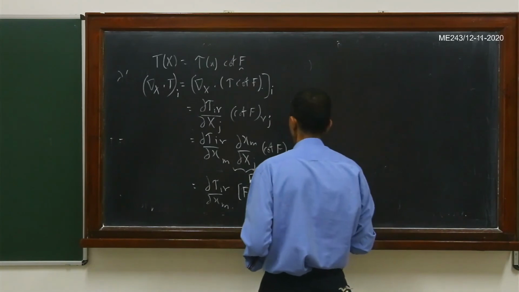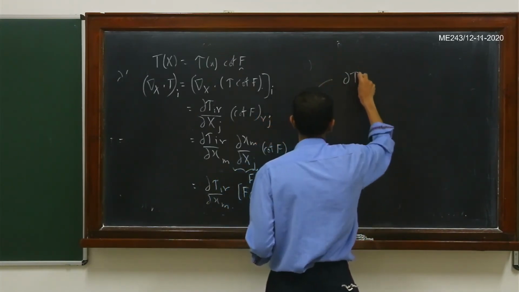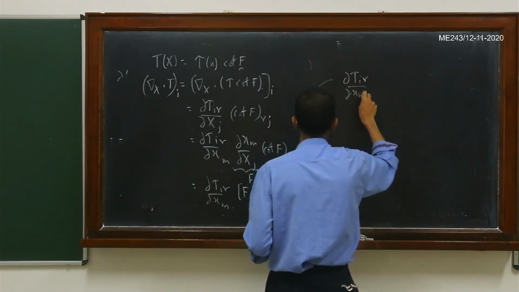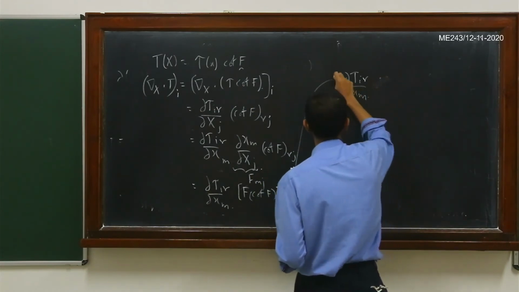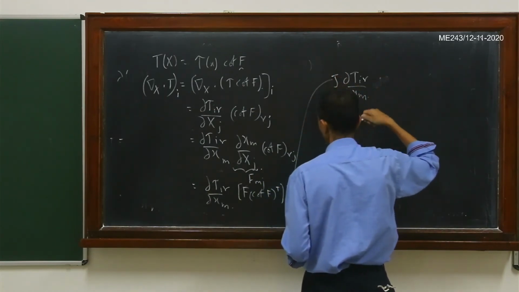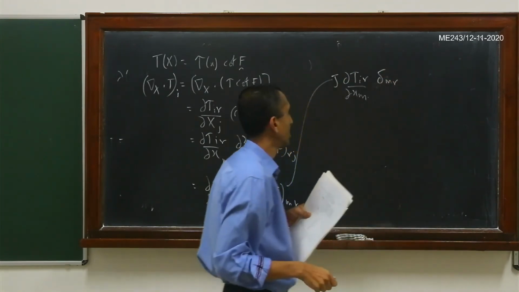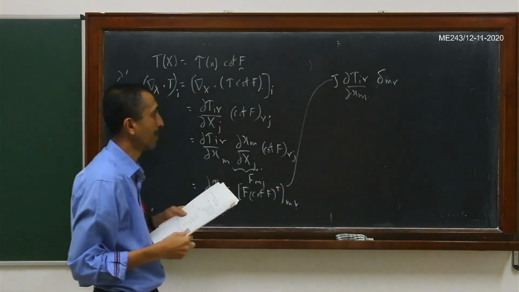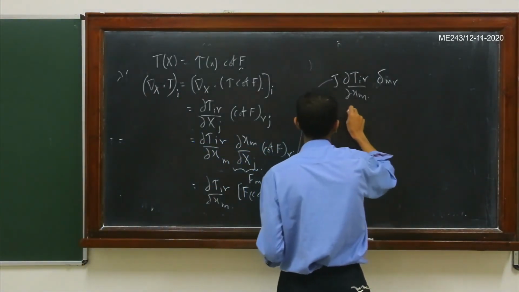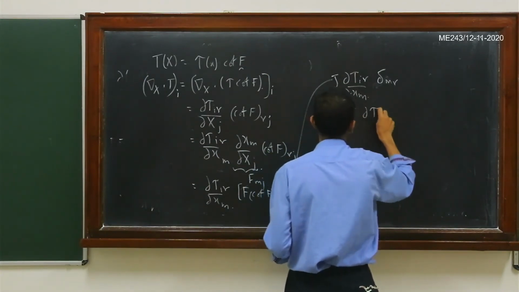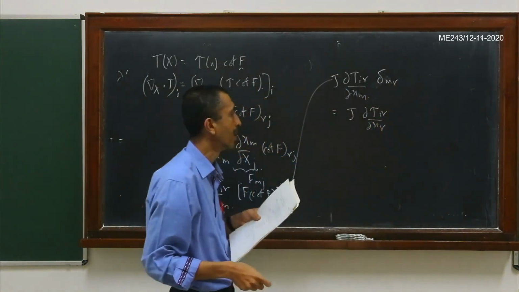Yes, so this I can now write as del tau_iR by del x_m times determinant of F. Let me just write it as J. Determinant of F is just J times delta_mR. So this is just the identity tensor, the mR component of the identity tensor. So that is this, and this I can now write as equal to J times del tau_iR by del x_R, the substitution operator property of the Kronecker delta.